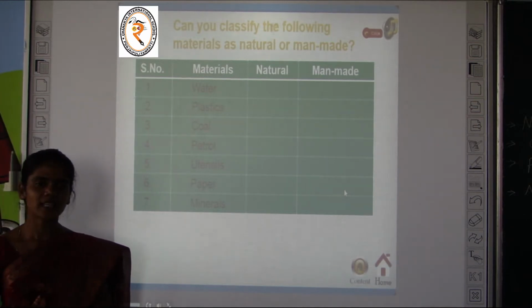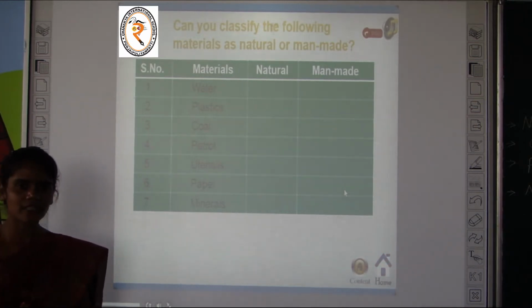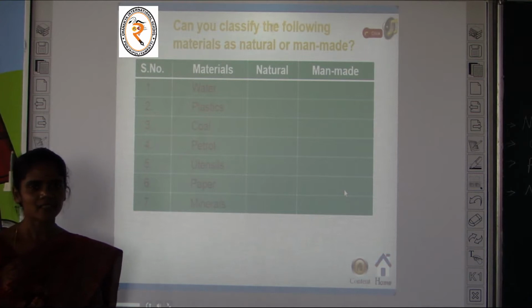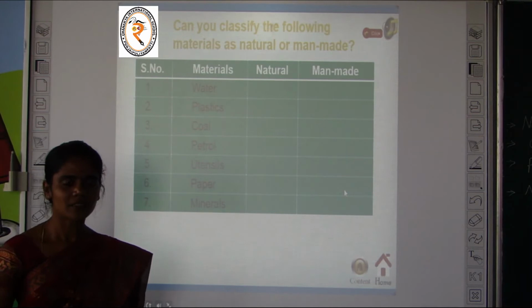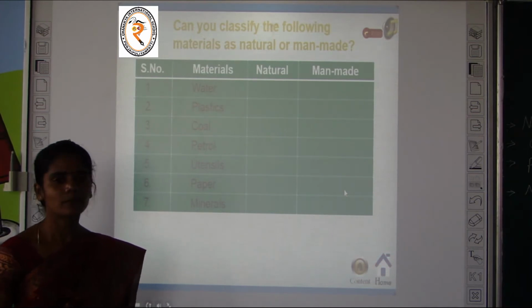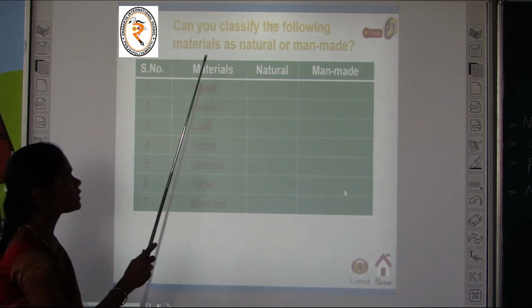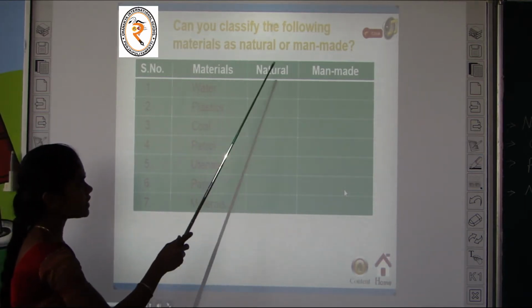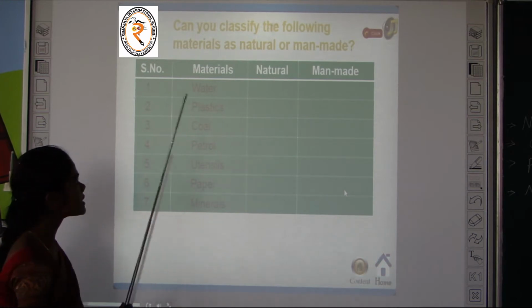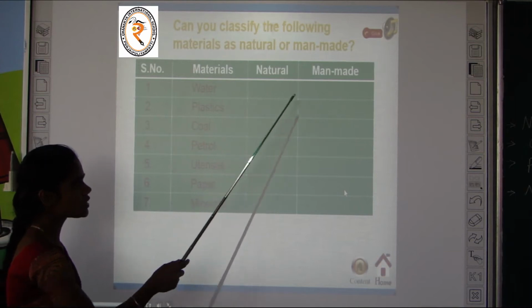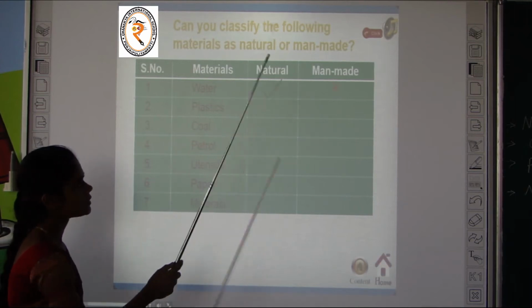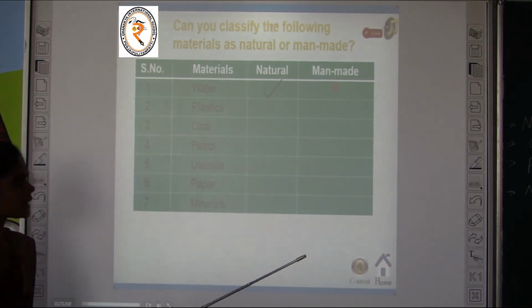In our day-to-day life, we use a large variety of materials for our basic needs, isn't it? Some of the materials we get from nature, and some are made by human beings, isn't it? Look at the table. Can you classify the following materials as natural or man-made? See the first material. It is water. Is it natural or man-made? It is a natural material. It is not made by humans.